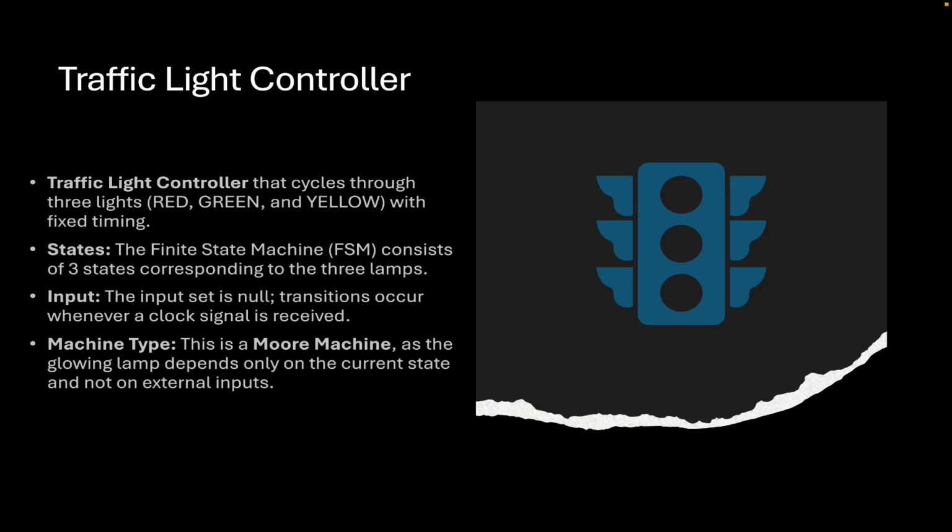Now, this can be a small project in FSM, a beginner level project: a traffic light controller that cycles through three lights. You have three lights, that is red, green, and yellow. Each will have fixed timings. We can consider that you are at a signal that has four crossings, that means the vehicles will be moving in the opposite direction also, and on the left and right side.